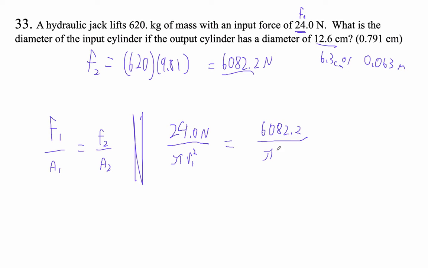Okay, so this is going to be pi times 0.063 squared. So this is newtons, this is meters, right? So this guy divided by pi divided by 0.063 squared is, wow, that's a lot of pressure. That's like 487,786.4, which is equal to 24 newtons over pi r1 squared.